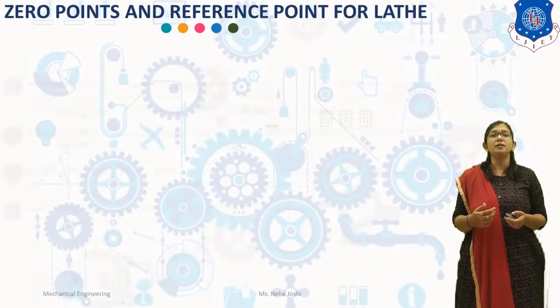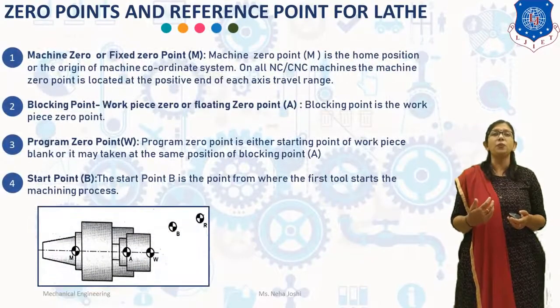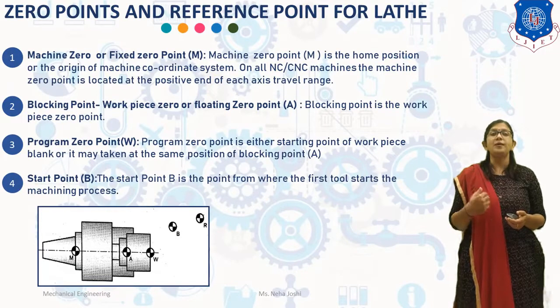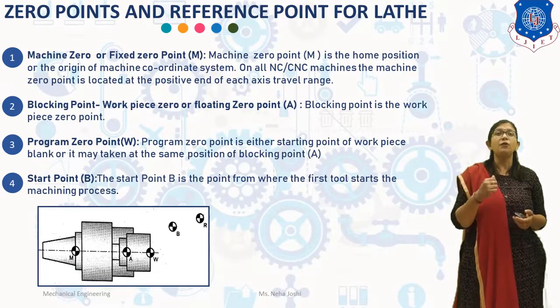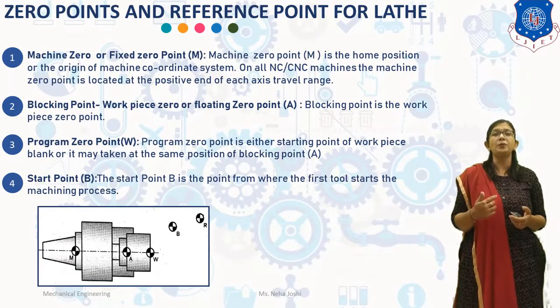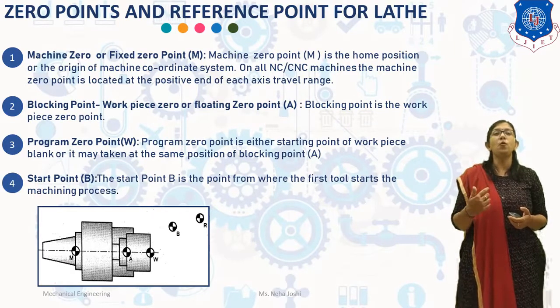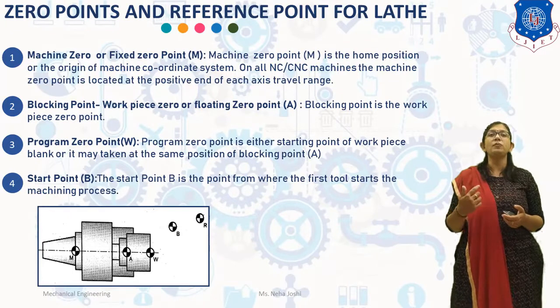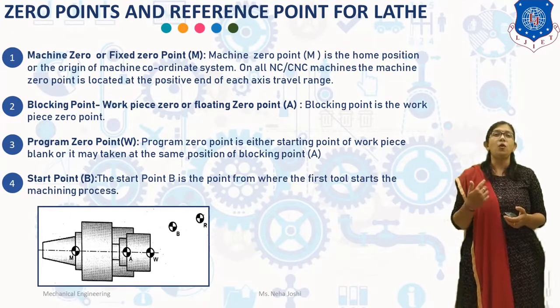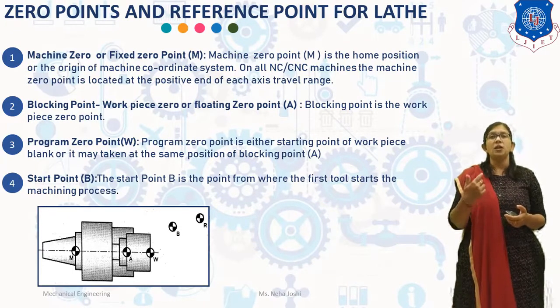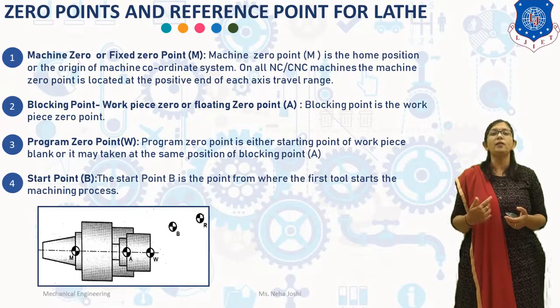Now we will discuss the zero points and reference points used in the coordinate system. As you can see here in the diagram, the first one is machine zero point or fixed zero point, which is designated by M. Machine zero point is the home position or the origin of the machine coordinate system on all NC-CNC machines. The machine zero point is located at the positive end of each axis travel range. The location of this point may vary from manufacturer to manufacturer.